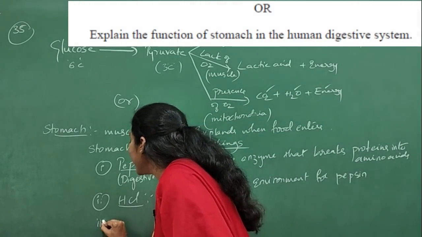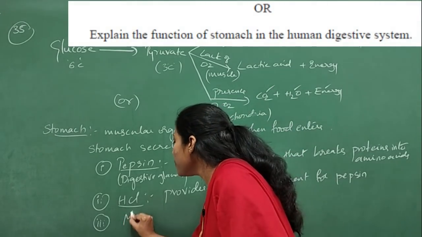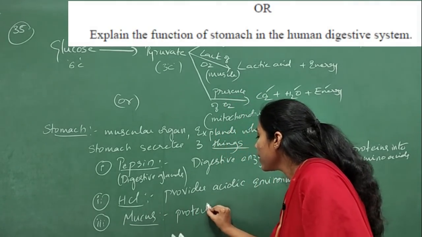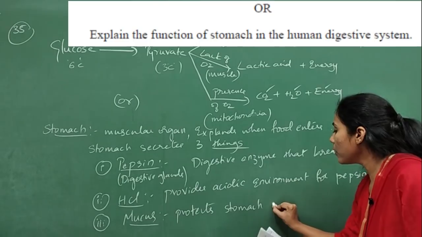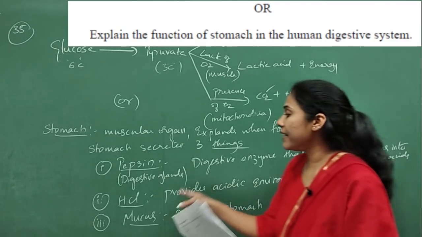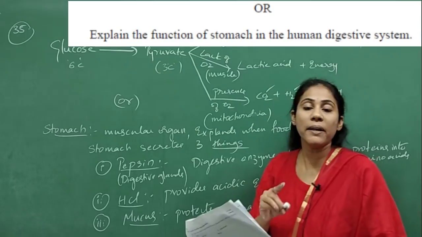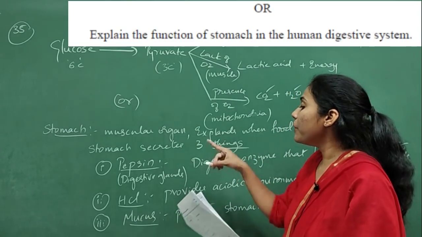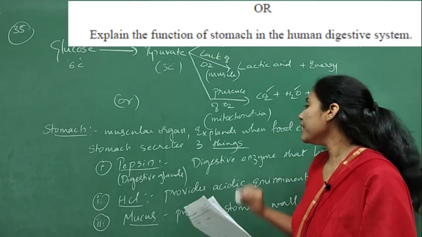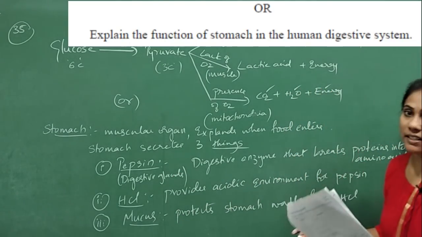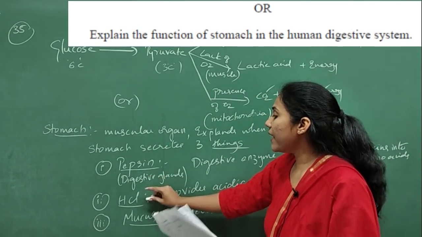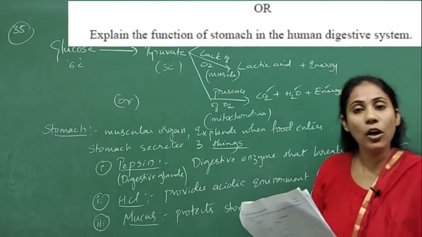And you also have another important thing secreted in stomach, that is mucus. So what is the role of mucus? Mucus protects stomach wall, okay, from HCl. See, HCl is an acid. It may spoil the cells or the lining of the stomach, which is very much delicate. So that is the reason mucus is secreted, and that will protect the stomach lining from HCl, right? So this is how you can write your answer in point wise. So what actually happens in stomach? These are the three things gets secreted. So what each and everything will do in a stomach? So that's what you must be able to explain.